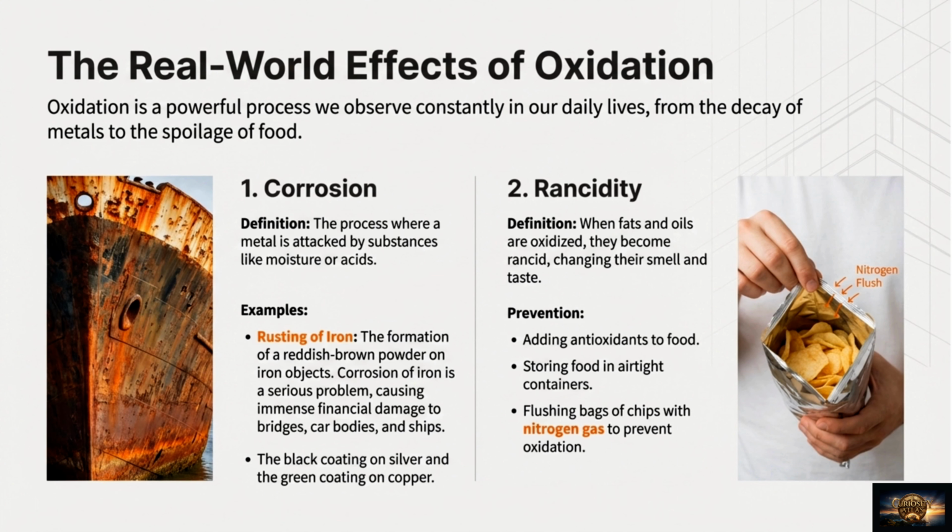We see the real-world effects of oxidation in corrosion, like rusting iron, and rancidity, which is the spoilage of food due to fat oxidation. Rancidity can be prevented by adding antioxidants or using nitrogen flushing in packaging.